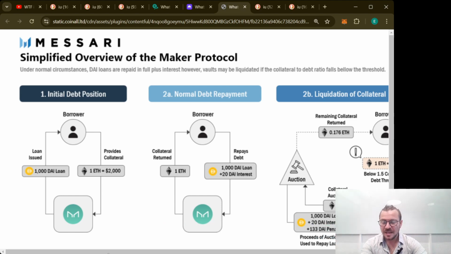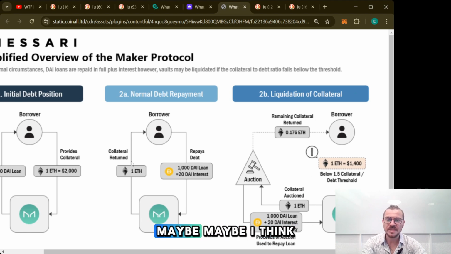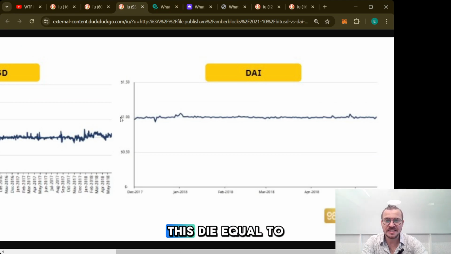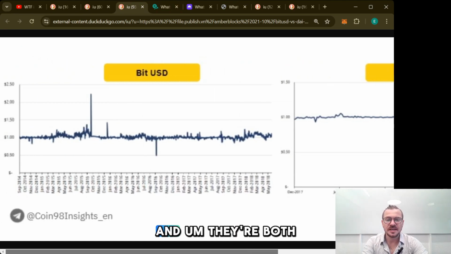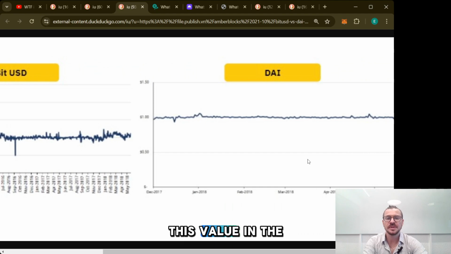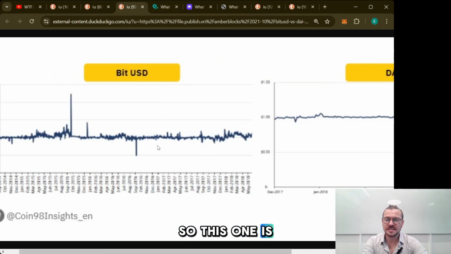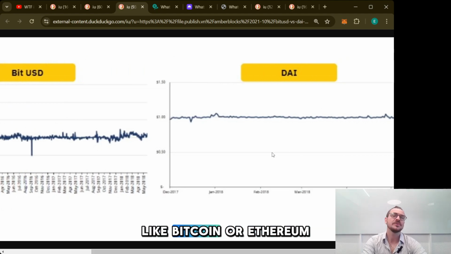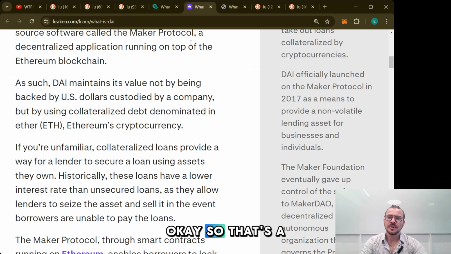Okay, so they're speculating. But this can also go in reverse, and that's what it's showing here, right? Maybe I think ETH is going to go up, but actually it goes down. Okay, well, you're still going to get 1 ETH back, but that's actually less than what the $1,000 is. Okay, so this goes both ways. So again, the point of this is that it's making this DAI equal to $1, and they're both doing the same thing, right? This one is $1, this one is $1. Different ways to keep this value in the system. Okay, so they're both collateralized. This one is collateralized by actual US dollars. This one's collateralized by some other asset like Bitcoin or Ethereum. Okay, so that's a little bit confusing.